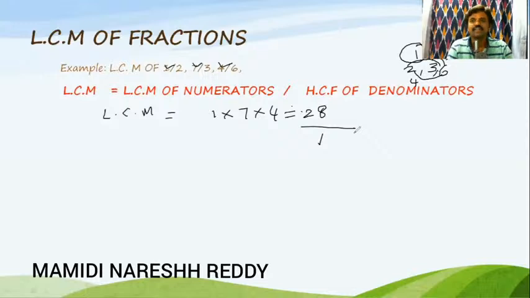Got the point? It is the most excellent and amazing, easiest technique to find the LCM of fractions. In simple terms, LCM of fractions is nothing but LCM of numerators by HCF of denominators. The final answer is 28 by 1. That's all for this lesson. Let's go to the HCF of fractions.